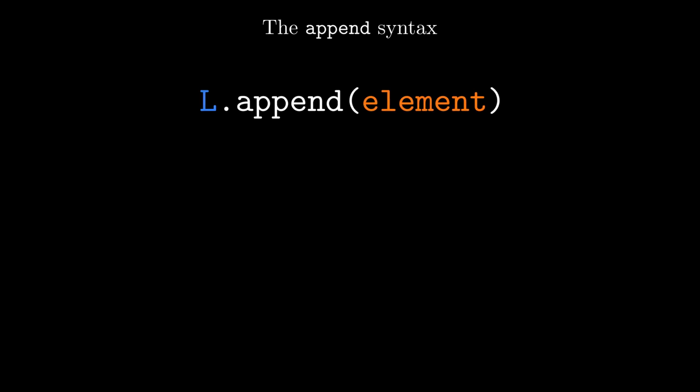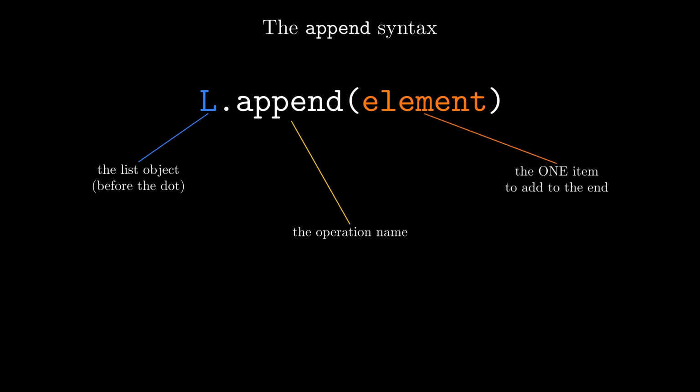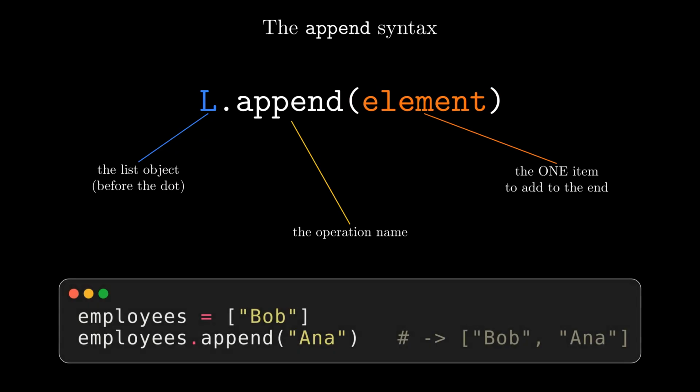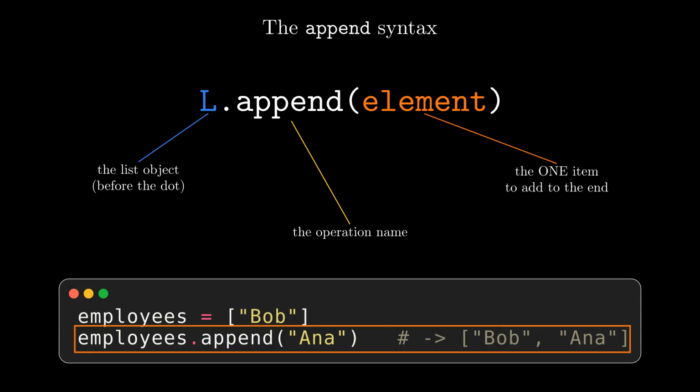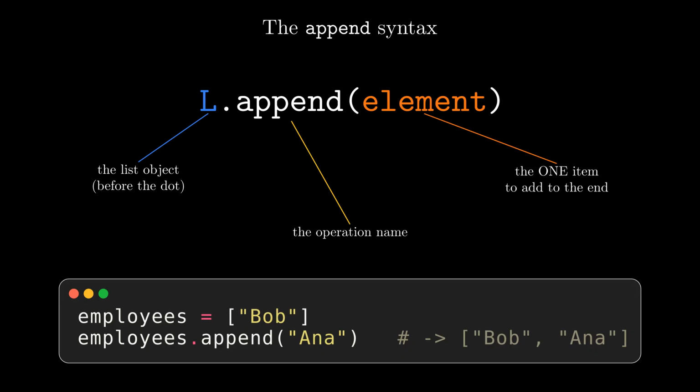To grow a list, Python gives us append. The syntax is fixed. There's no other form. You write the list name, then a dot, then the word append, then the item you want to add inside parentheses. The name before the dot is the object you're changing. The item inside the parentheses is what gets tagged onto the end. So if you kept a list of employees, you'd write employees.append with the string "Anna" in the parentheses to add Anna to the end. This adds exactly one item and makes the list one element longer.